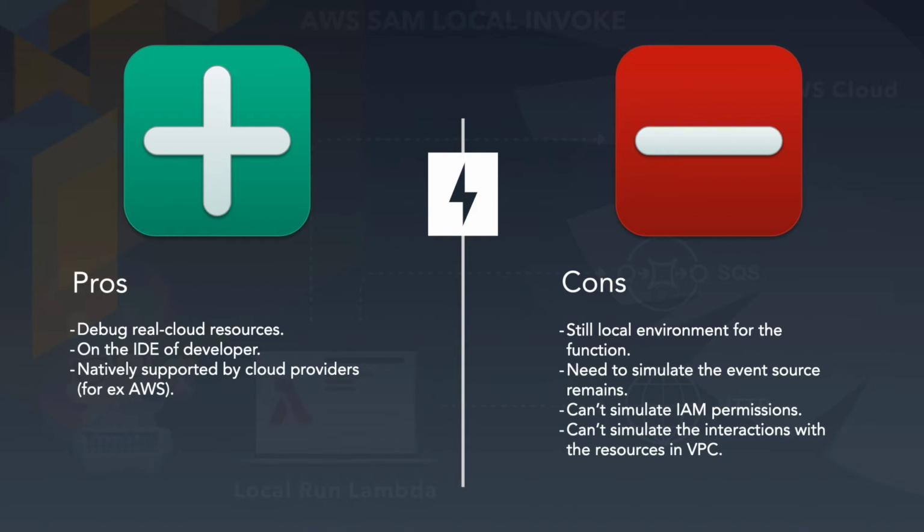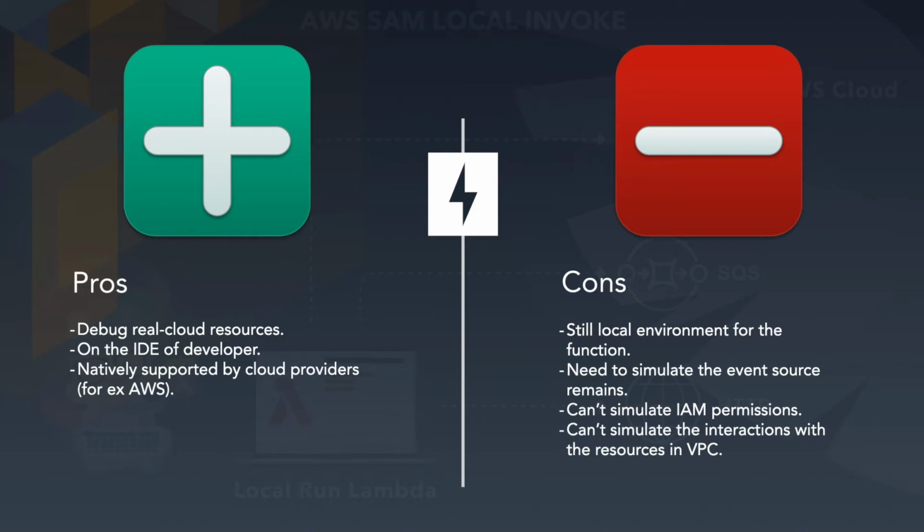The pros are that applications communicate with real services on remote, so no local setup is required, and you can use the latest features. You can use your favorite local IDE to debug the function as it runs on local, and you can attach to its process. And the toolsets for developing and debugging are already supported by cloud providers like AWS.